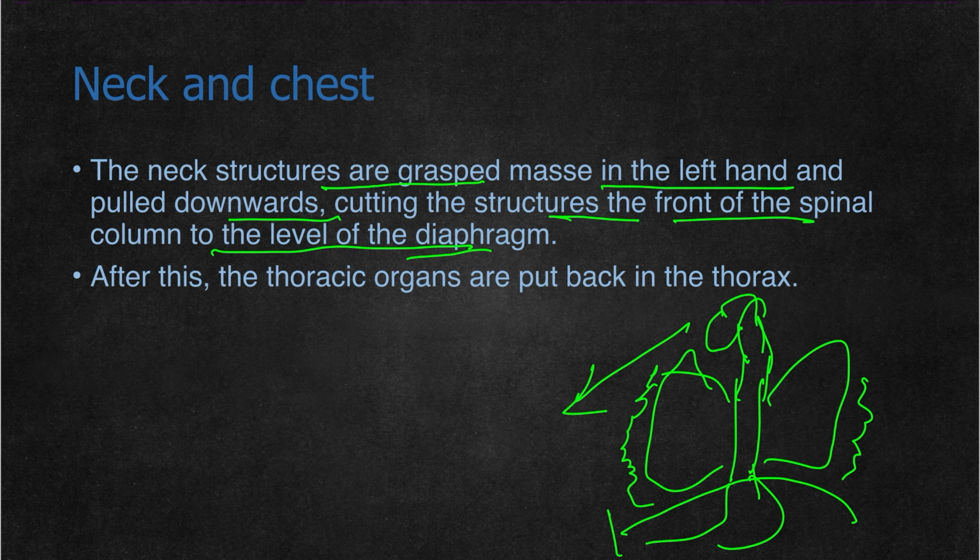Then the diaphragm has to be cut along the adhesions along the sides of the ribs. It has to be cut, and all the organs, the tongue along with the lung and stomach, have to be removed.